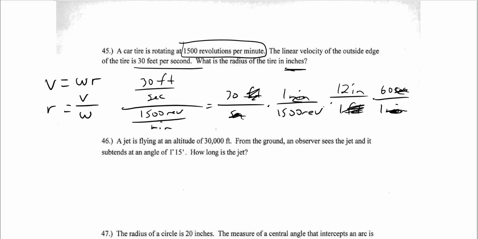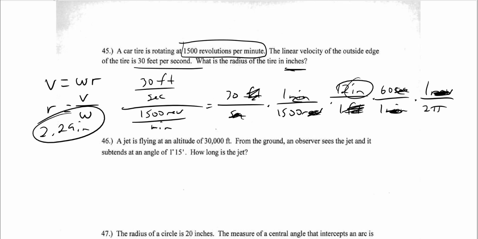And we say 1 revolution per 2 pi. It's got to be in radians. So the revolutions cancel. Now you look at your units left over. It's just inches, and that's perfect. So you multiply all that together, and you get 2.29 inches. Okay? My voice is getting a little hoarse here too.